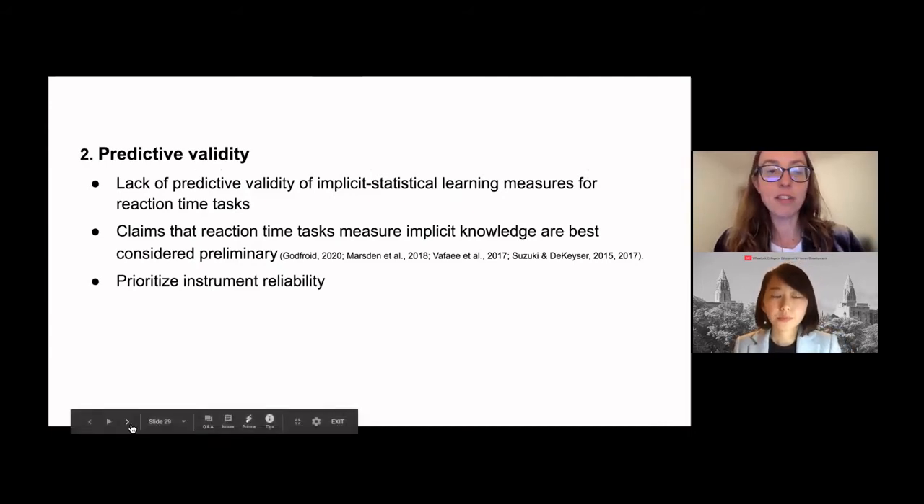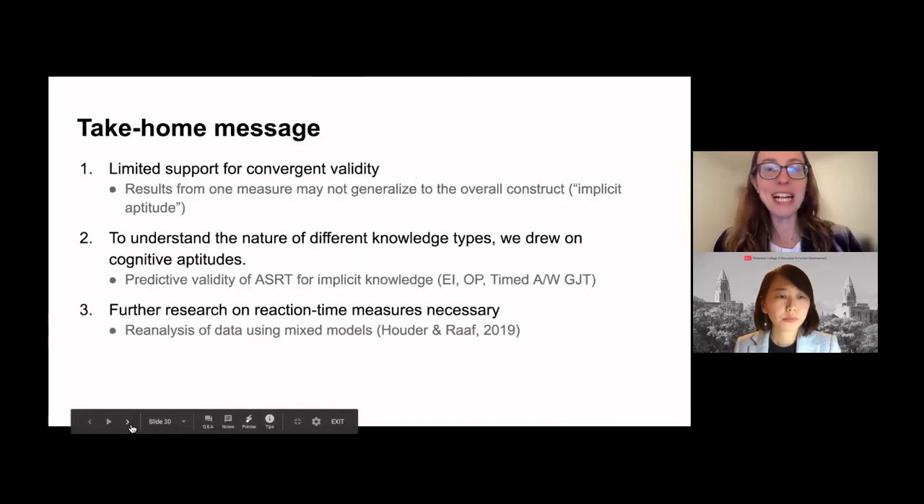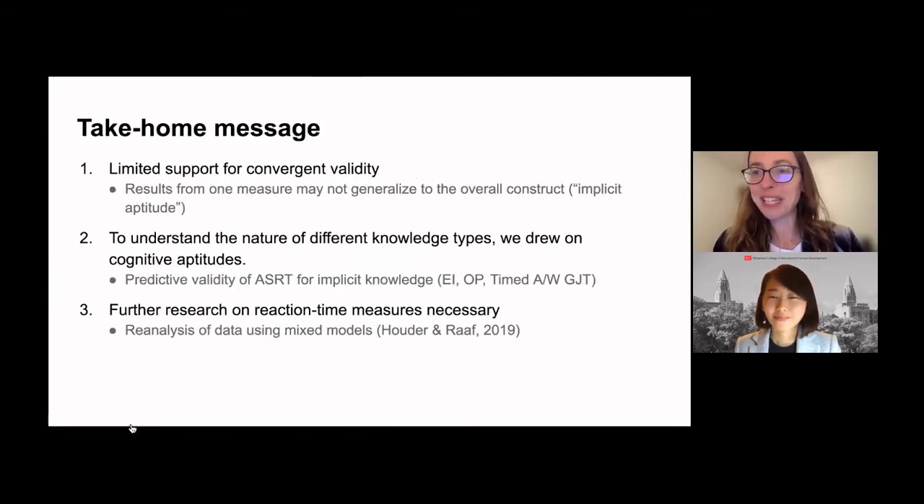So to summarize, what we found and what we'd like you to walk away with from this presentation: we found limited support for the convergent validity of our different measures. And so the theme of the present symposium is implicit language aptitude. And so we want to bear in mind the importance of the different measures that are used to assess it, and the real possibility that the results from one measure may not generalize to the construct at large.